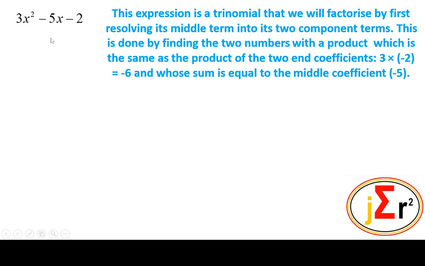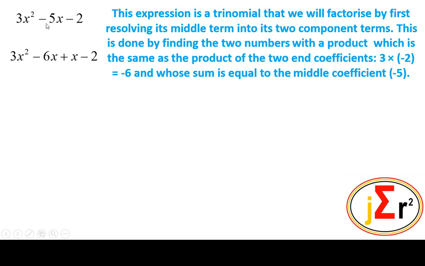Those two numbers with a product of -6 and a sum of -5 will be the coefficients of the two middle terms, which will replace this and which will cause this trinomial to be in the quadratic or four-term form. There we have it. The two numbers with a product of -6, same as these two multiplied together, and a sum of -5 is -6 and 1. They will therefore replace the -5 that we have here.